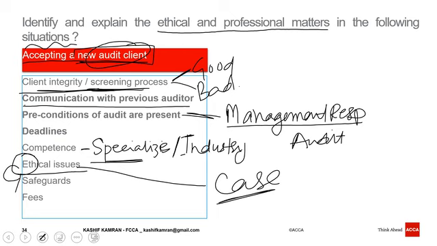And the fees. When you're accepting a new client, how much fees will you charge? Because fees is a very important commercial factor, a very important commercial matter. So when you're accepting a new client, you should ensure this checklist, which is right in front of you. This checklist includes the ethical matters and the professional matters. Most of the matters are professional, with only the ethical issues and the safeguards coming under the boundary of ethics.